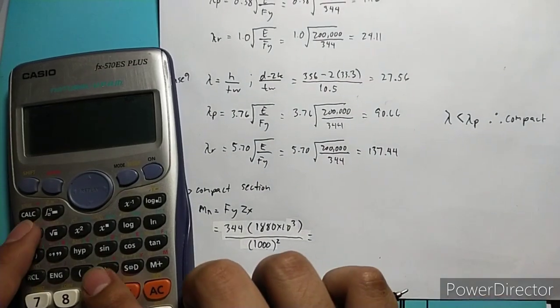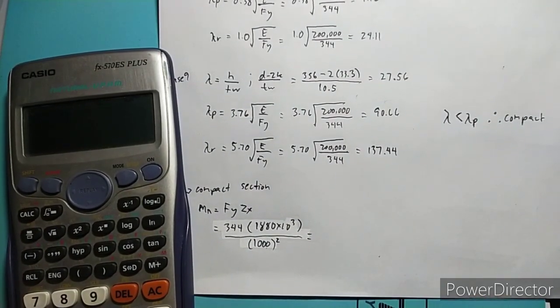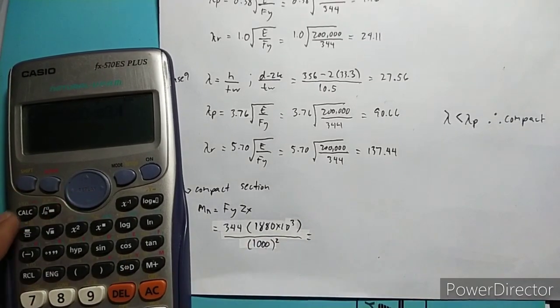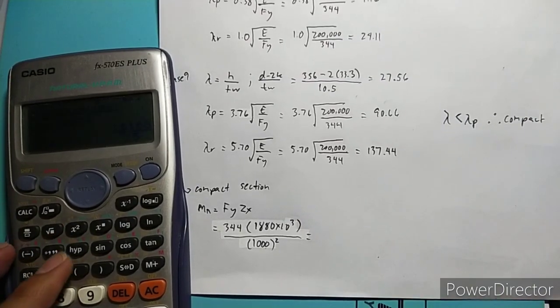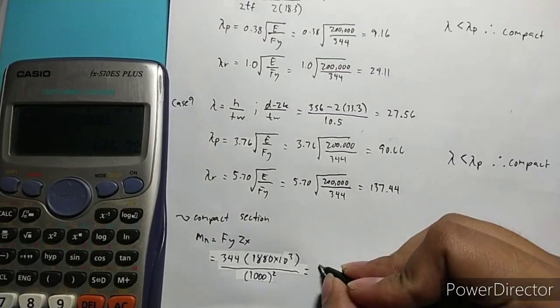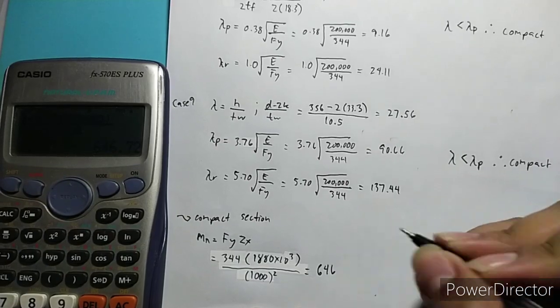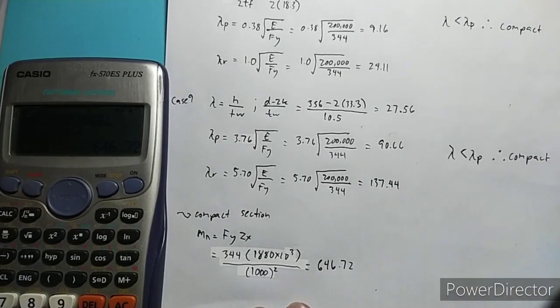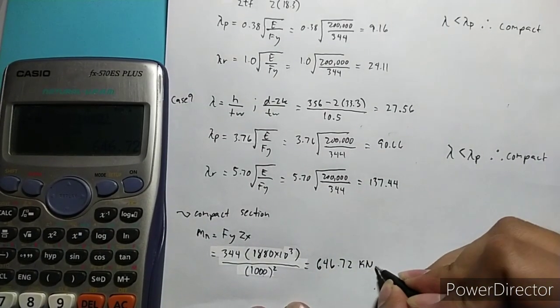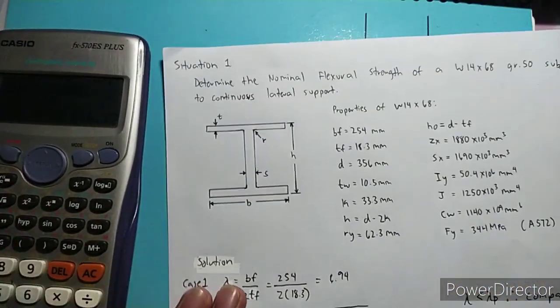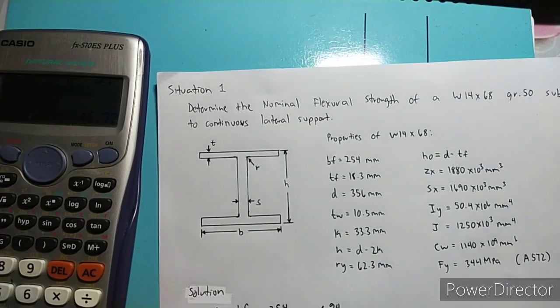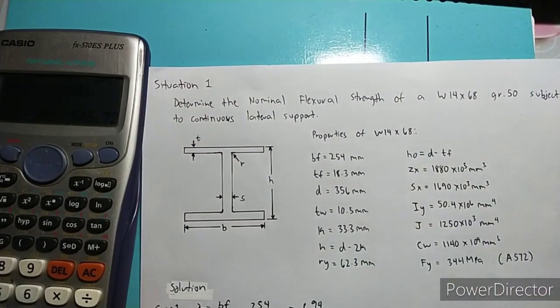(344) times 1,880 times 10 raised to 3. So, over 1,000 squared equals 646.72 kilonewton meter. Ito yung sagot natin for the nominal flexural strength ng W14 by 68, grade 50.